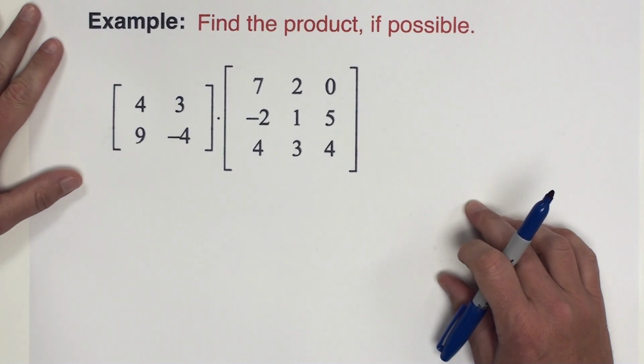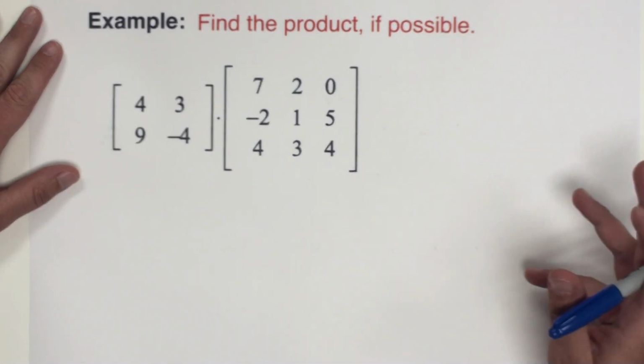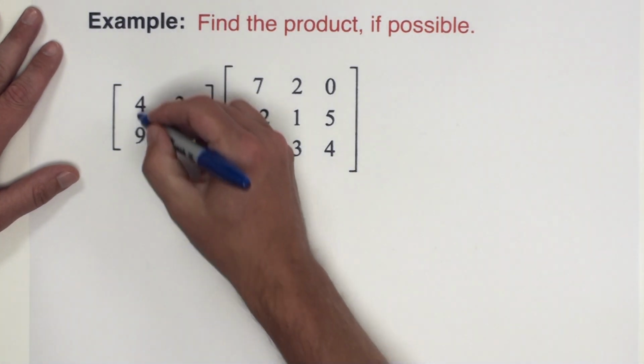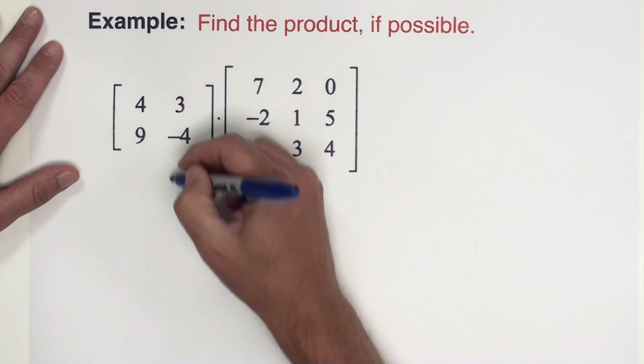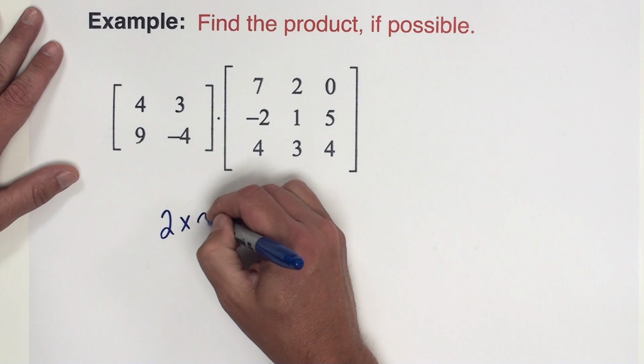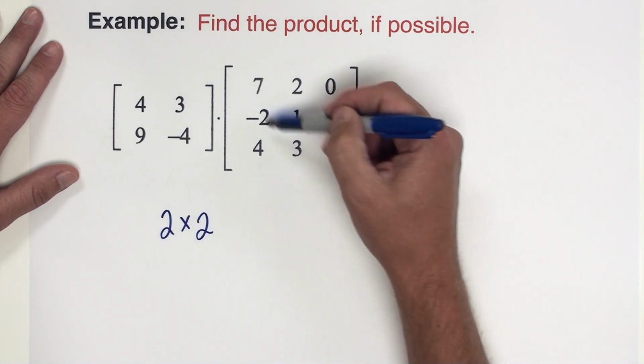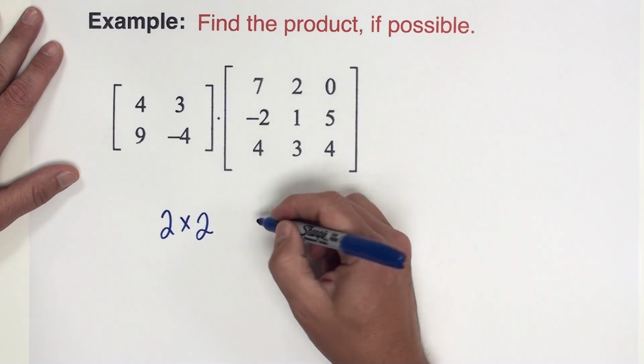Okay, another example. Find the product if possible. So here we go again. First thing we're doing is we're checking the size. This matrix is 2 rows, 2 columns. We got a 2 by 2 matrix. This matrix here is 3 rows and 3 columns.